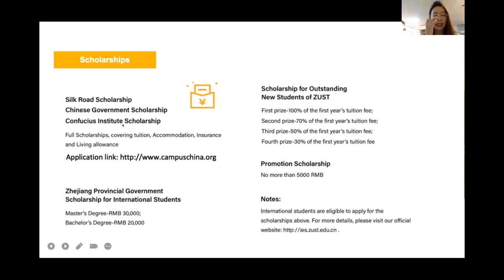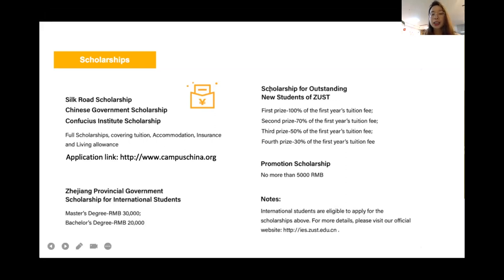Besides the full scholarship, we also have other types of scholarship. For example, the Zhejiang Provincial Government Scholarship for international students. If you want to apply for a master's degree and you are qualified for the scholarship, you will be granted 30,000 RMB. If you want to apply for a bachelor's degree, it is 20,000 RMB.